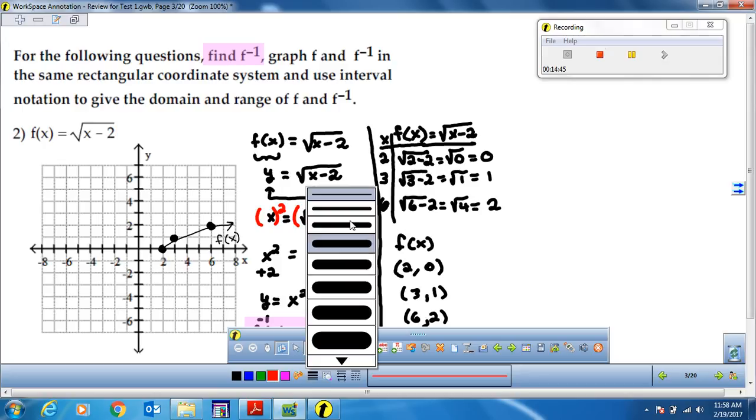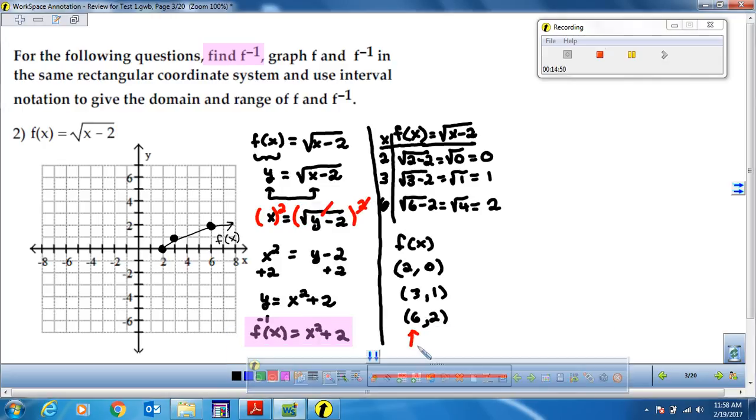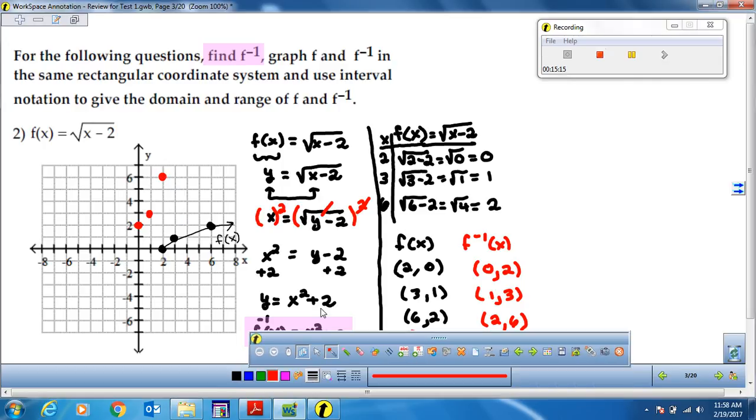How do we get the graph of its inverse? We just interchange the x and the y values, right? So to get the inverse of f of x, instead of (2, 0), it's going to be (0, 2). Instead of (3, 1), it's going to become (1, 3). And instead of (6, 2), it's going to become (2, 6). So if we graph that, it gives us this: (0, 2), (1, 3), and (2, 6). And this is the inverse function.